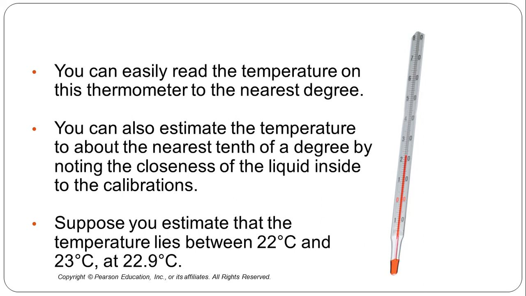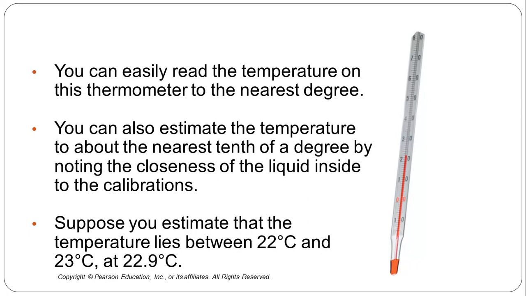These are the values, or the significance of significant figures and scientific notation. You can also estimate the temperature to about the nearest tenth of a degree by noting its closeness to the liquid inside the calibration. Suppose you estimate that the temperature lies between 22 degrees Celsius and 23 degrees Celsius, at 22.9 degrees Celsius. So for example, we have a temperature of 22.9 degrees Celsius; it can be 22 or 23.